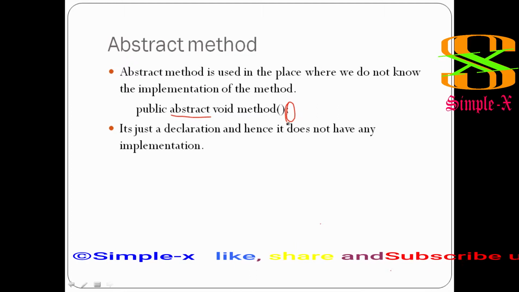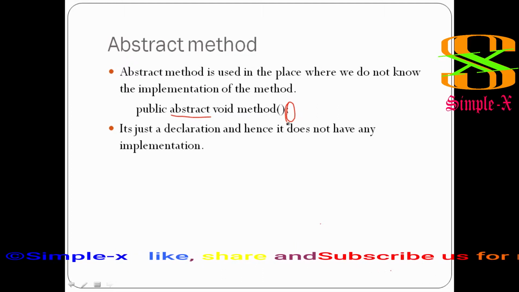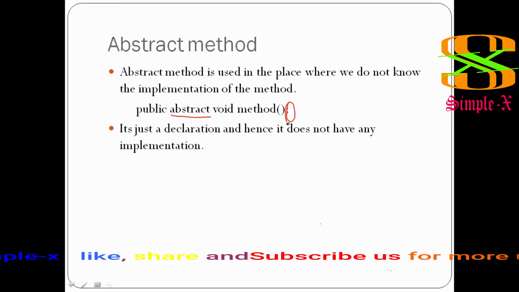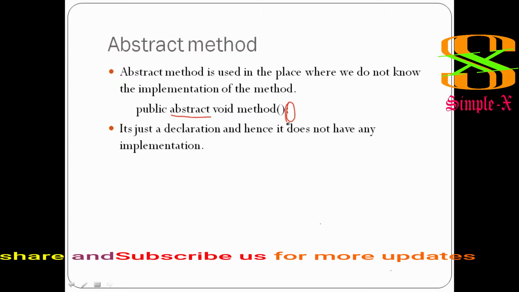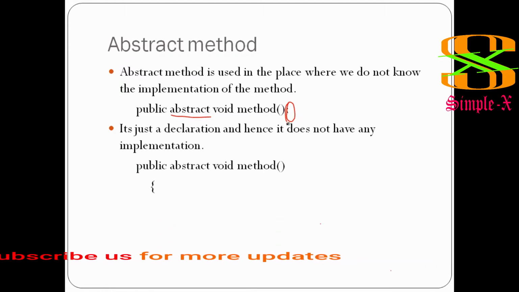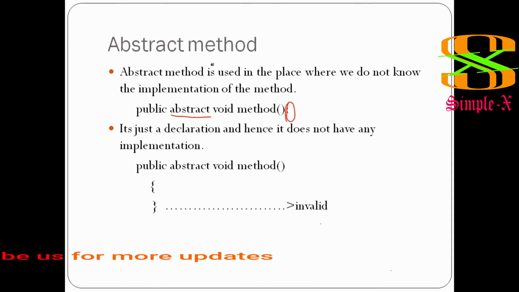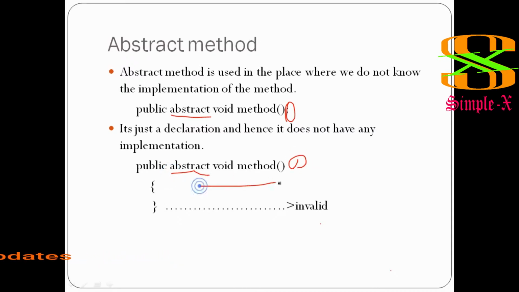If we have implemented it, that means that we knew the implementation earlier. Then what is the use of using the word abstract? If you have used the word abstract and you have implemented it, then it will be a compile time error. It's completely an invalid statement. Just see, you have used the word abstract, you have not used the semicolon, and you have given some statements, that is the implementation of the code. Then it's completely invalid, because you know the implementation and you have given the word abstract. What is the use of defining abstract?